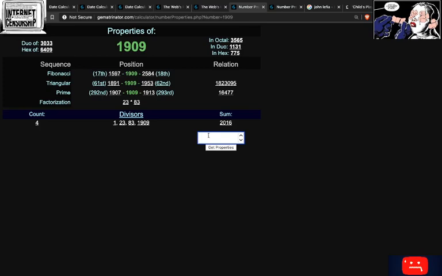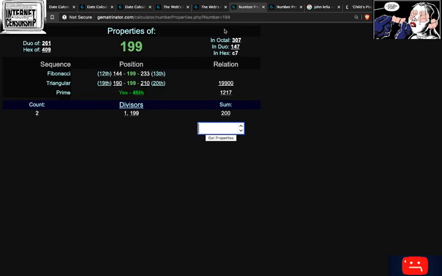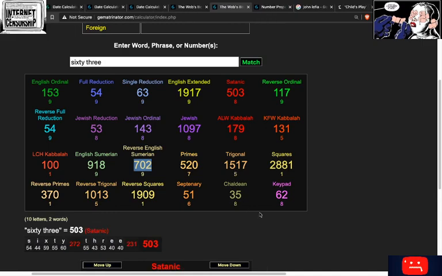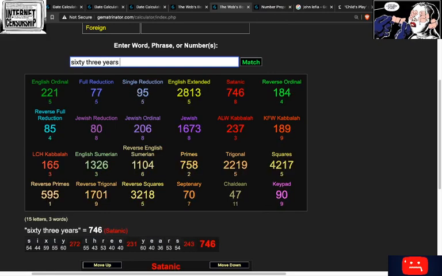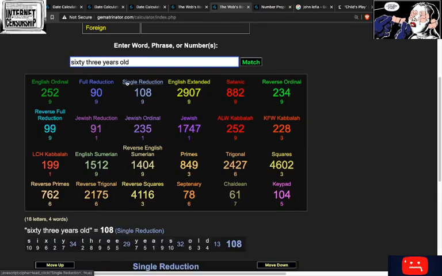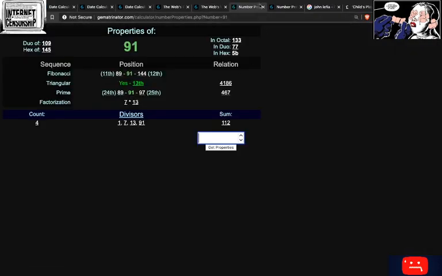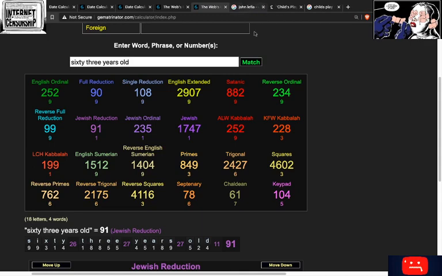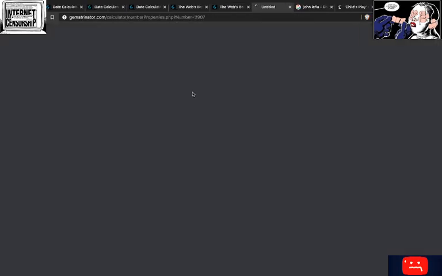1,909. Well, again, 199, right? You don't count zeros. You got the 46. We've seen 46 already. We've seen 46. 63 years old. Hmm. 108 looks like 18. 91 is the 13th triangular number. Let's just run through a couple of these numbers and see.